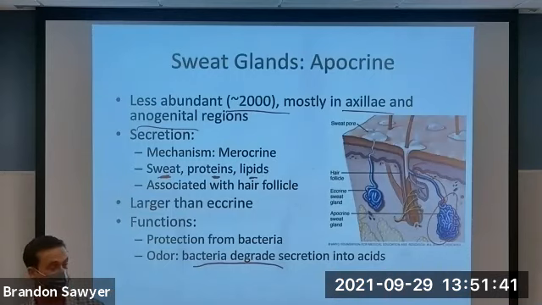And this is part of what helps us create that acid mantle on our skin, because they're breaking this product down, and that's dropping the pH a little bit. That's actually making for a less nice environment for those bacteria to thrive on our skin. Okay, any questions about any of those glands?